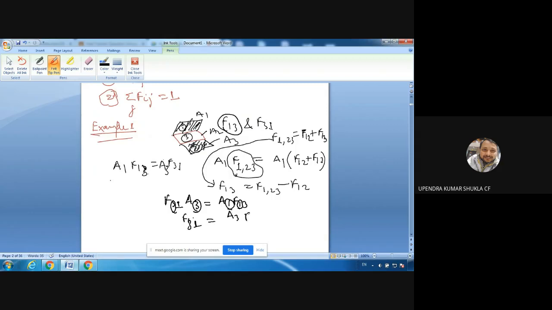F31 is equal to A1 F13 divided by A3. Now F13 I just got. So this would be equal to A1 times F123 minus F12, divided by A3. So this is the kind of thing that you must understand.